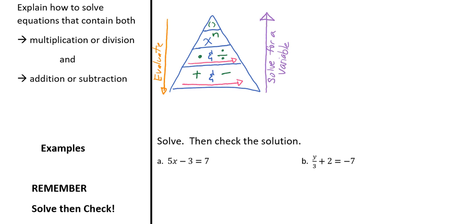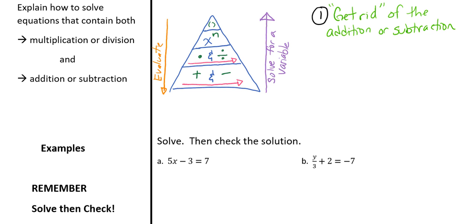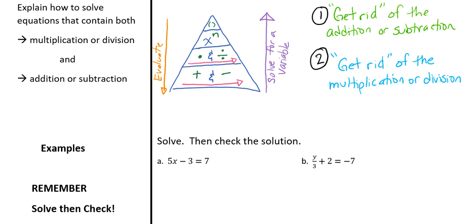Which means that when we're solving a two-step equation, the first thing that we want to do is get rid of the addition or subtraction portion of the problem, because that's what comes first as we're moving up our pyramid. Which means that the second step is going to be getting rid of either the multiplication or division, because that's the step that comes after our adding and subtracting step. And that means that our variable should be by itself now.